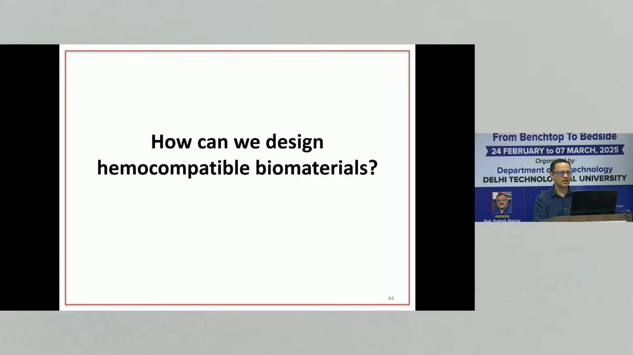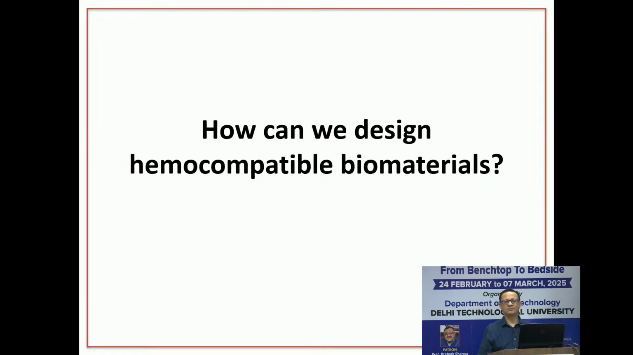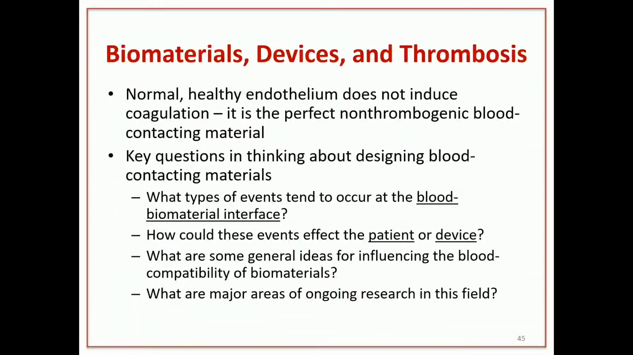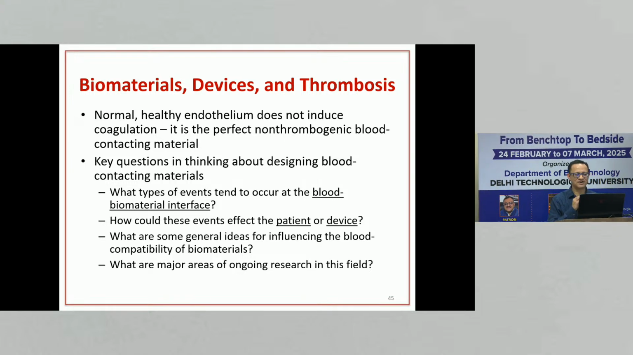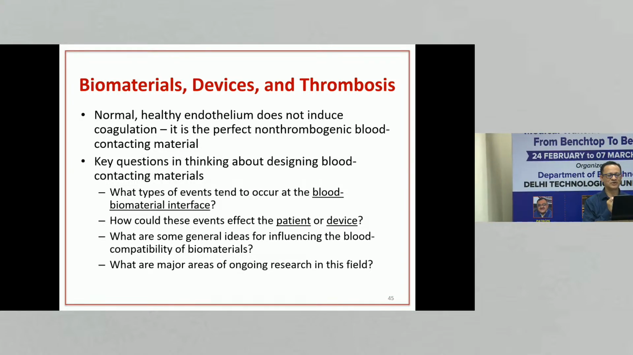Okay. How can we design hemocompatible materials? Hemocompatibility is important, right? Because if I'm designing a catheter or a stent or a vascular graft or tubing for ECMO, I don't want blood to clot on my foreign surfaces. So I want to design better surfaces that won't clot. Normal healthy endothelium does not induce coagulation, right? It does not clot. It is a perfect non-thrombogenic blood contacting material.